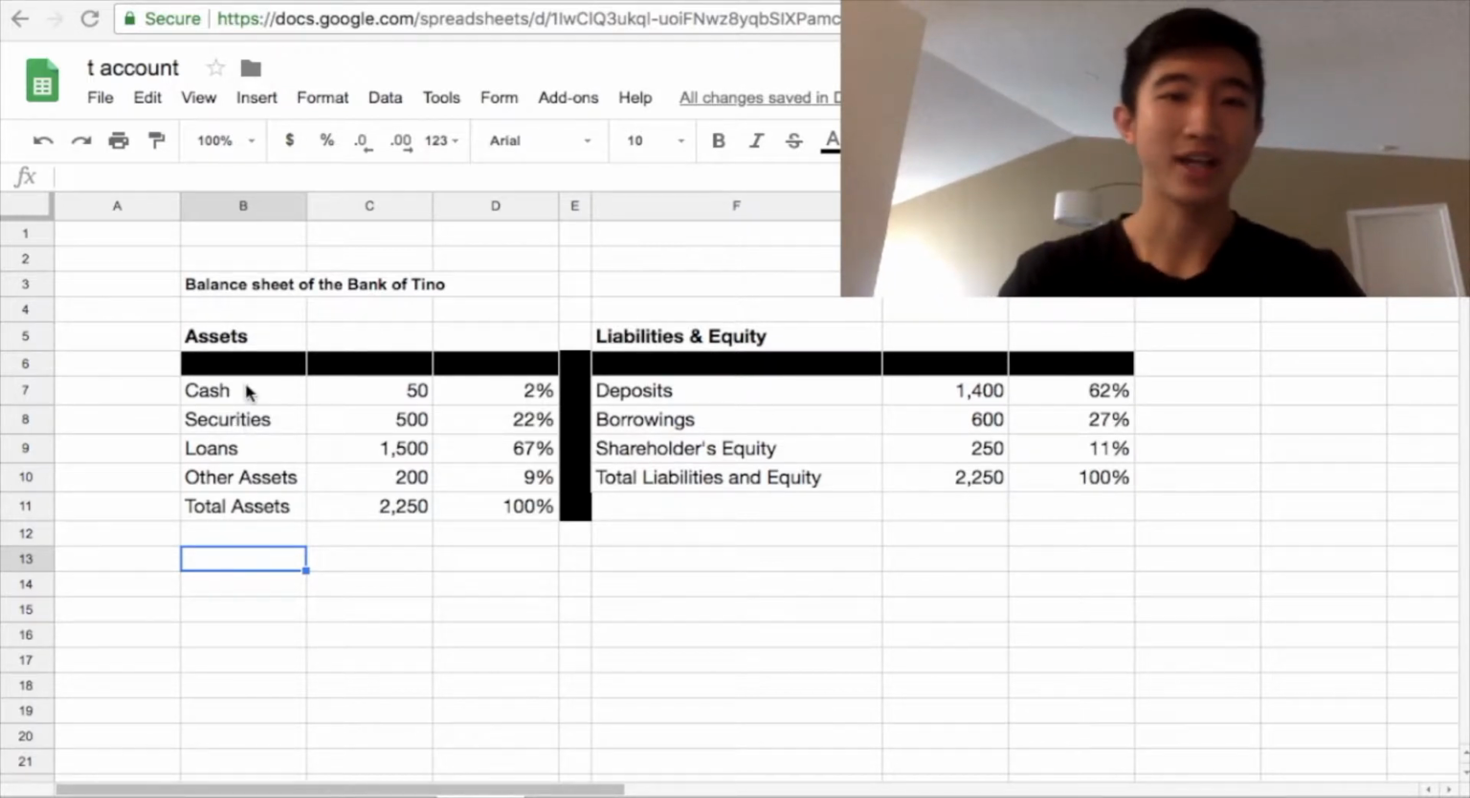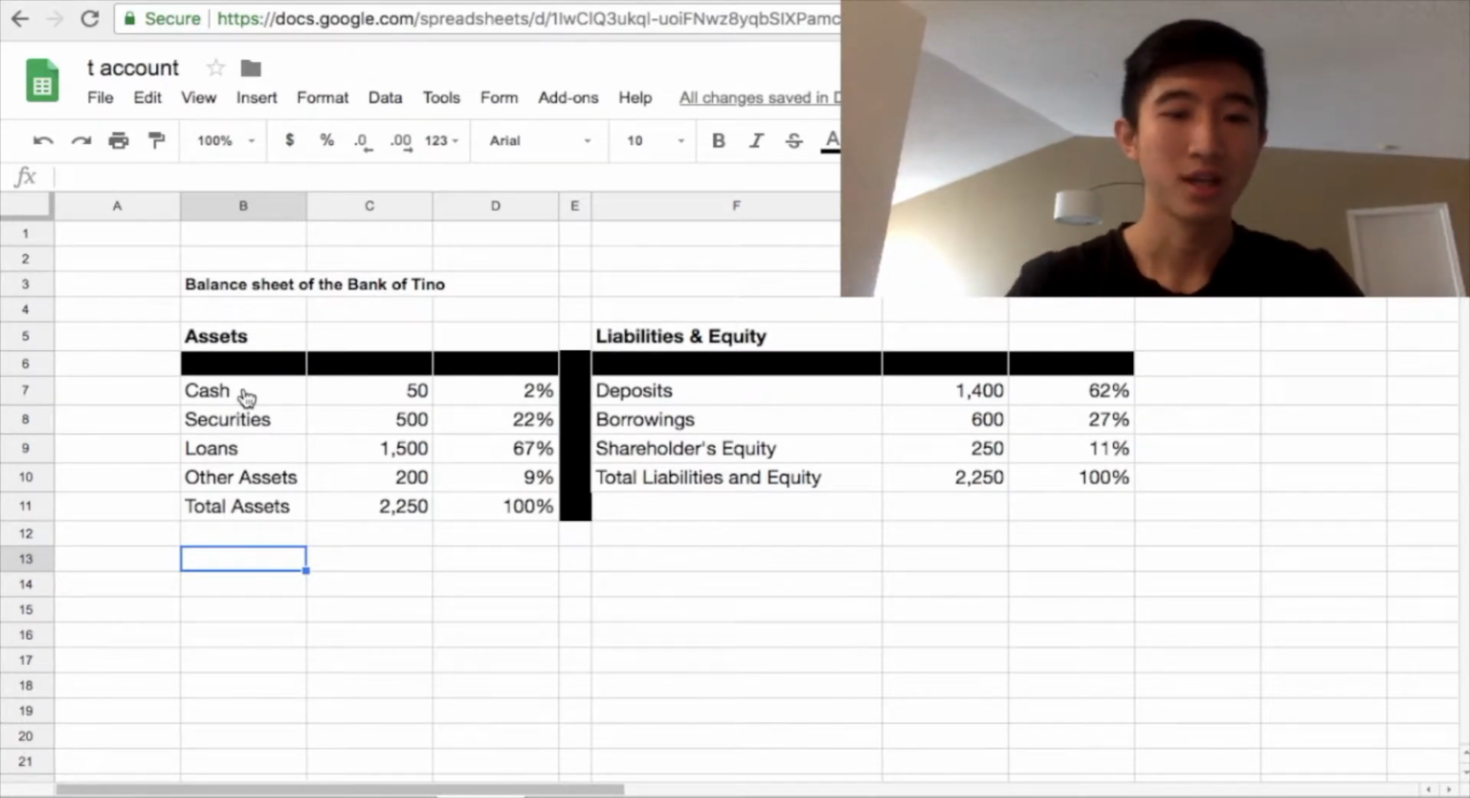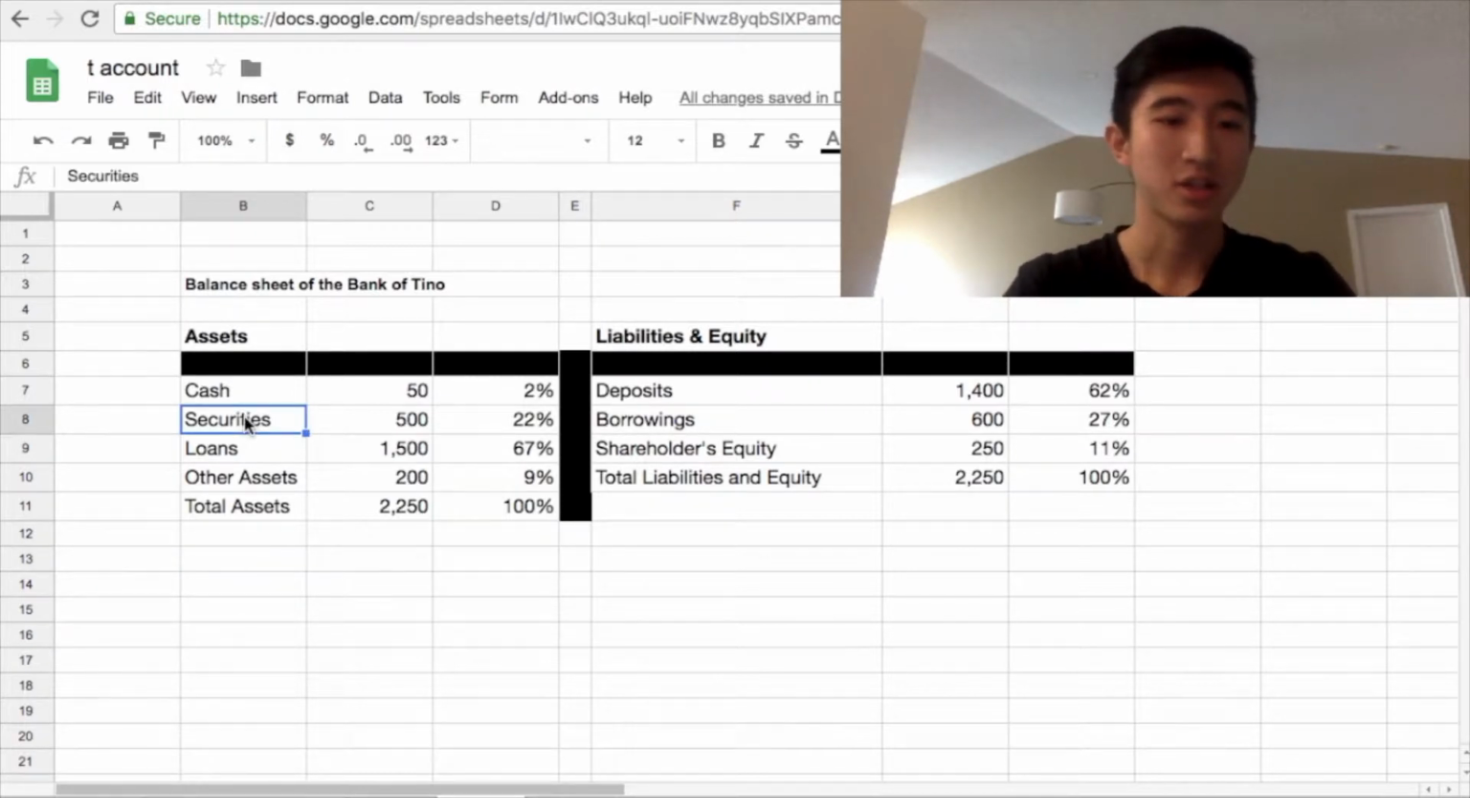Let's begin with cash. Cash is an asset because we can spend it to buy other goods. However, banks only keep a small amount of cash because cash cannot generate profits. Securities are mostly government securities, and they have higher return rates compared to cash. Securities and cash make up the required reserve and excess reserve.